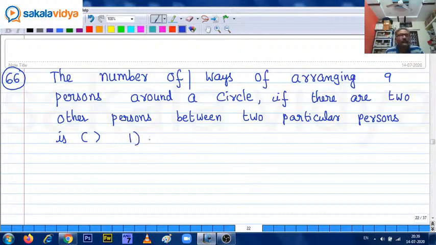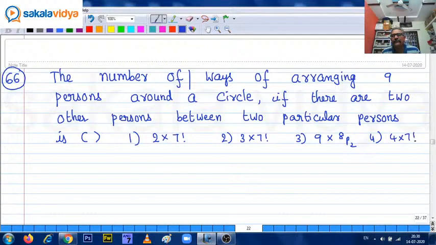First option 2 multiplied by 7 factorial, second option 3 times 7 factorial, third one 9 times 8p2, fourth option 4 times 7 factorial.